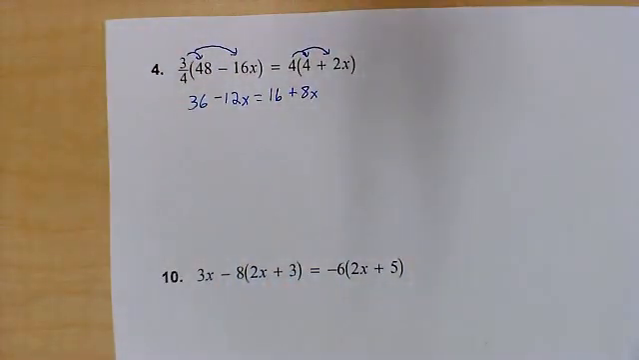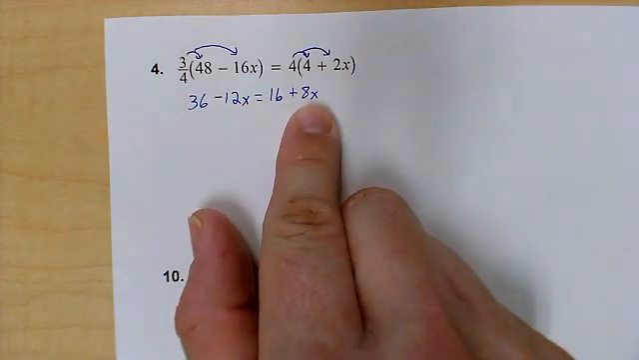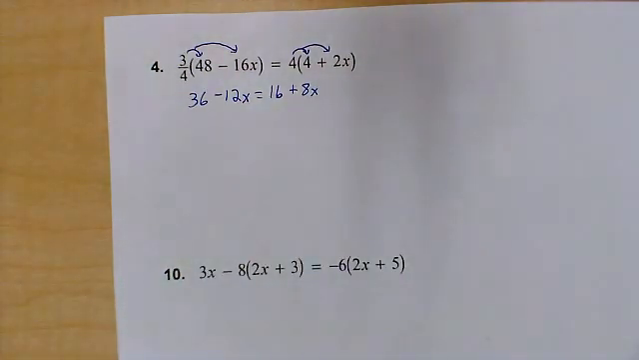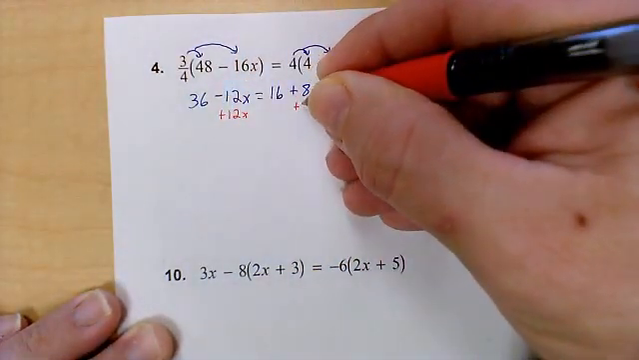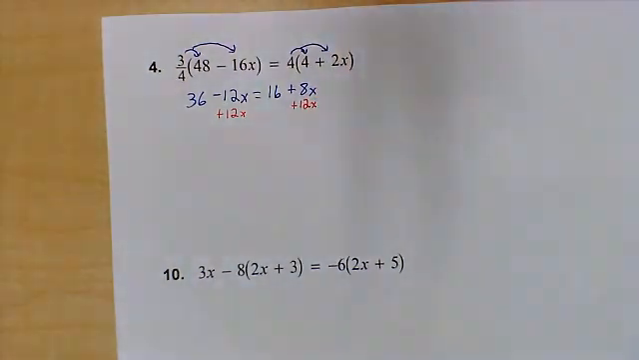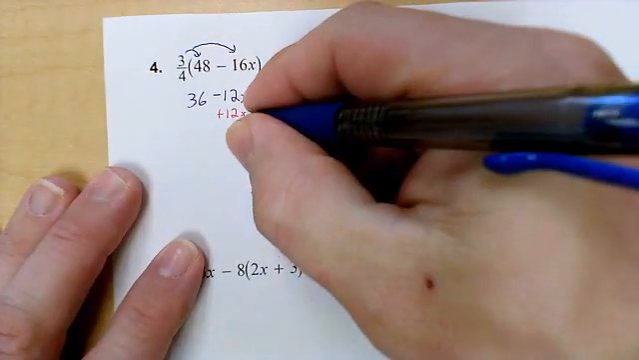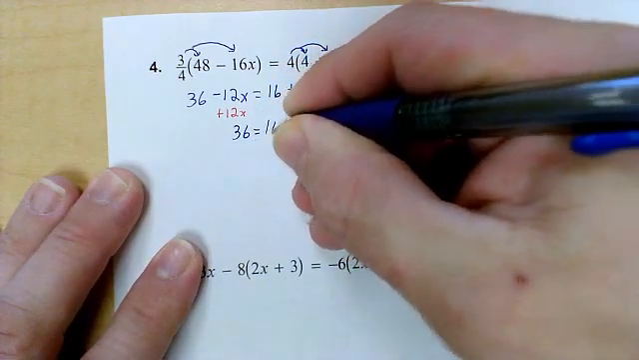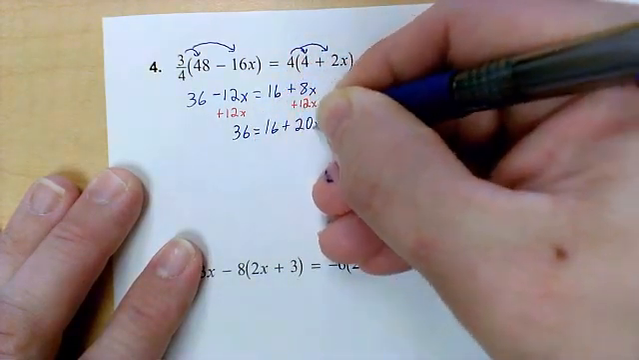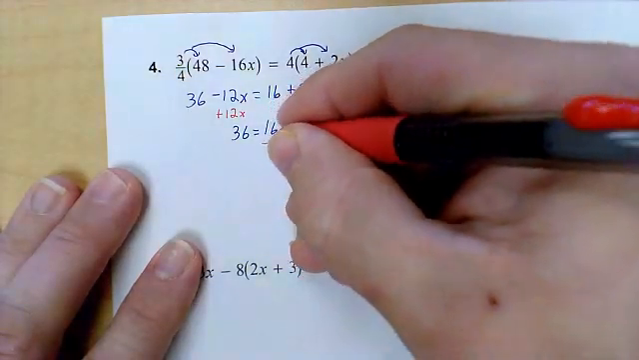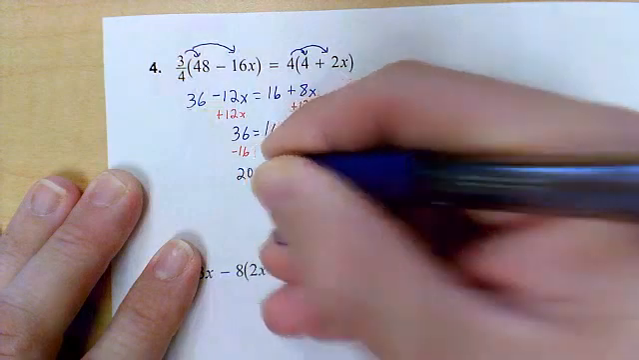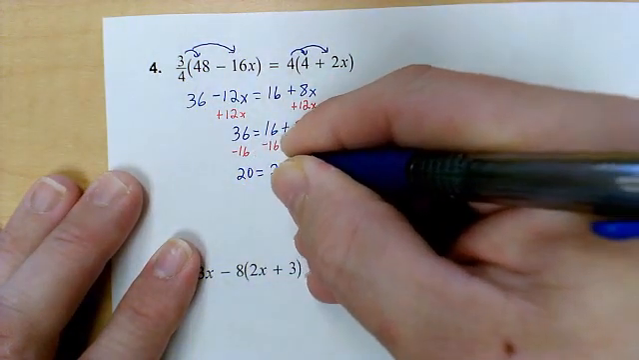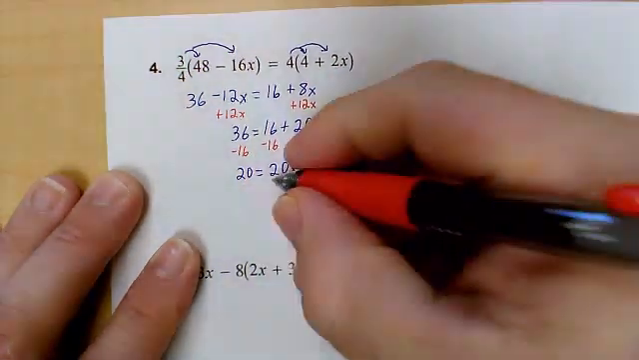Now I'm going to do what I did before, where I pick one of the two variables to bring to the other side. I'm going to do like I did before and simply just choose to add 12x. I could have just as easily subtracted 8x, but it's really personal preference. So 36 is equal to 16 plus 20x now. Now I can subtract 16 from both sides and get that 20 is equal to 20x, and I can divide by 20 on both sides.